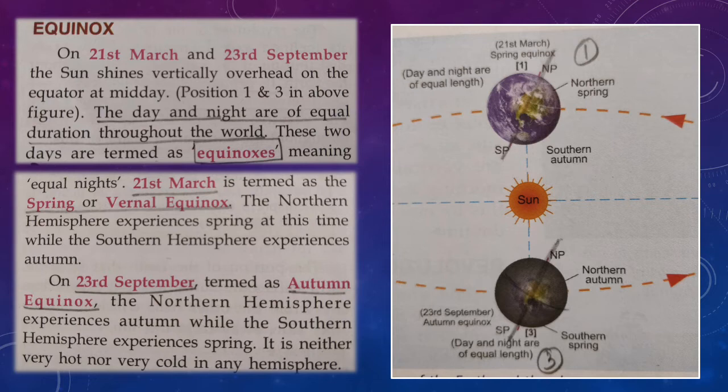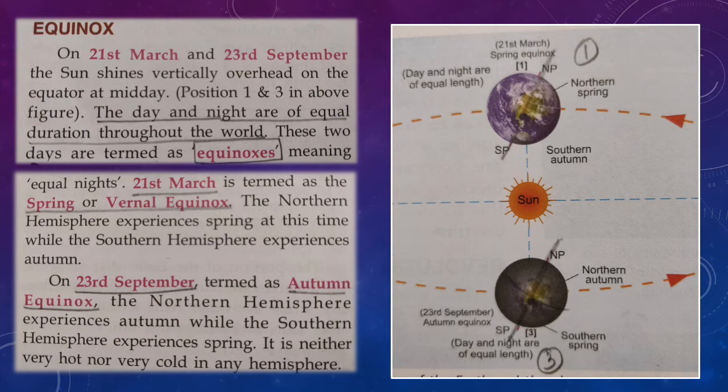On 21st March and 23rd September, the sun shines vertically overhead on the equator at midday. When it is 12 noon in position 1 and position 3, the sun shines directly over the equator, and as a result, the day and night are of equal duration throughout the world. These 2 days are termed as equinoxes, meaning equal nights.